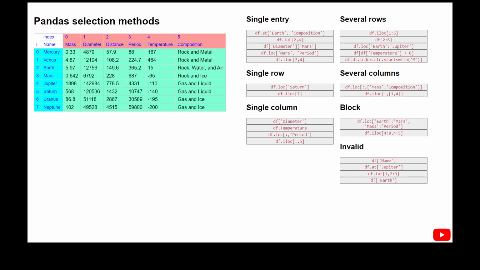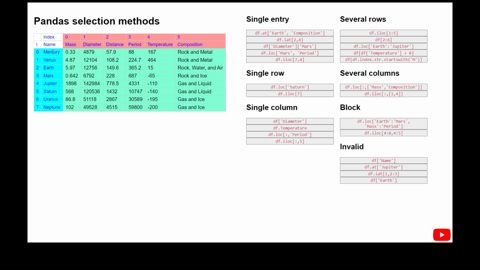And then you've got separate columns over here for the mass, the diameter, distance from the sun, the orbital period, the average temperature, and the composition. Most of the columns are numbers. Just the last one, the composition, is a string.